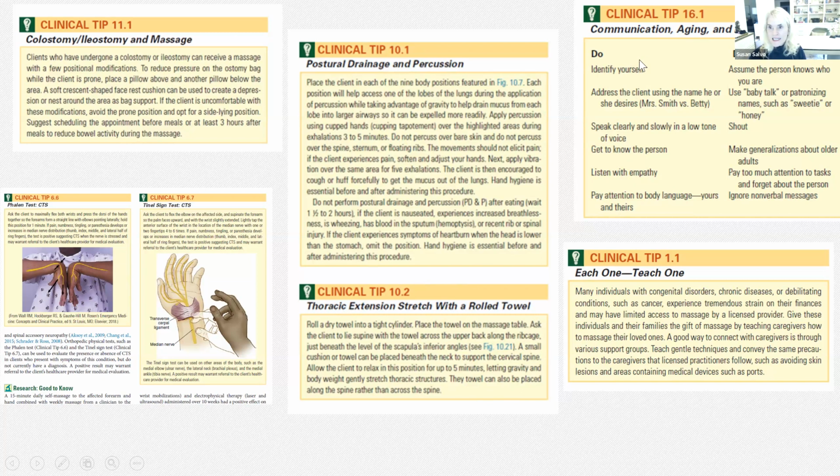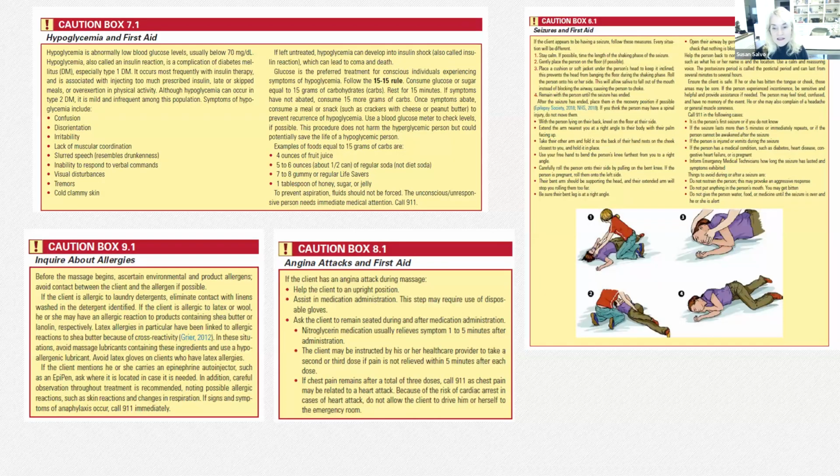This is chapter 16, when you're working with people who are aging, some do's and don'ts. And this one I love: each one teach one. Teaching self-massage is sometimes a great thing, whether it's pregnancy or working with a special needs child, autism, ADHD. It talks about those situations.